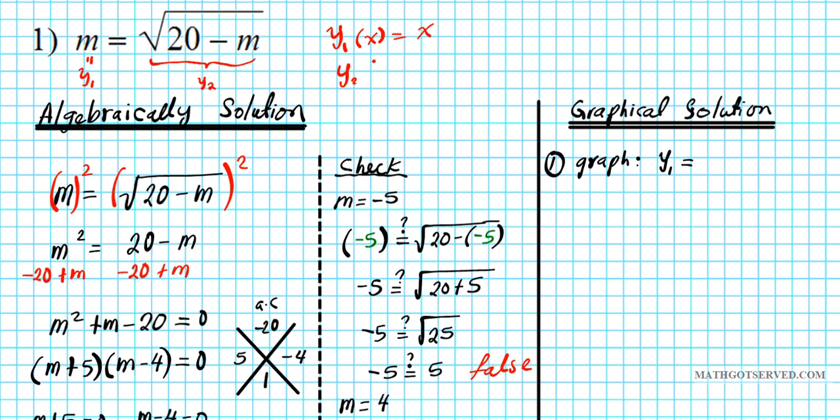And y2 as a function of x is going to be the square root of 20 minus, instead of m, x. So for y1 we put in x for m, and for y2 we put in the square root of 20 minus x. Just think of m as the independent variable of the function. We do not have flexibility of specifying any variable that we desire when we're graphing functions. We just start with y and x.